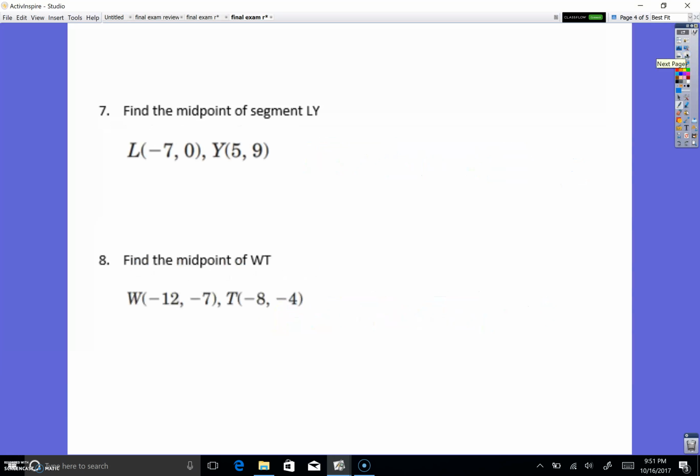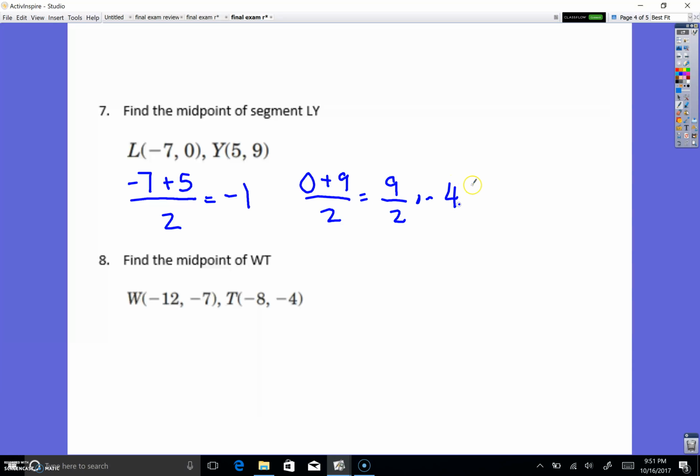Alright, now we'll do some practice with midpoints with our points. Okay, so our x, I'm not going to write the formula out, you should have it already. Negative 7 plus 5. You add the x's together, divide by 2. You get negative 1. And you do the same thing for the y. 0 plus 9 divided by 2 is going to be equal to 9 over 2, or 4.5. So our answer is going to be negative 1, 4.5.